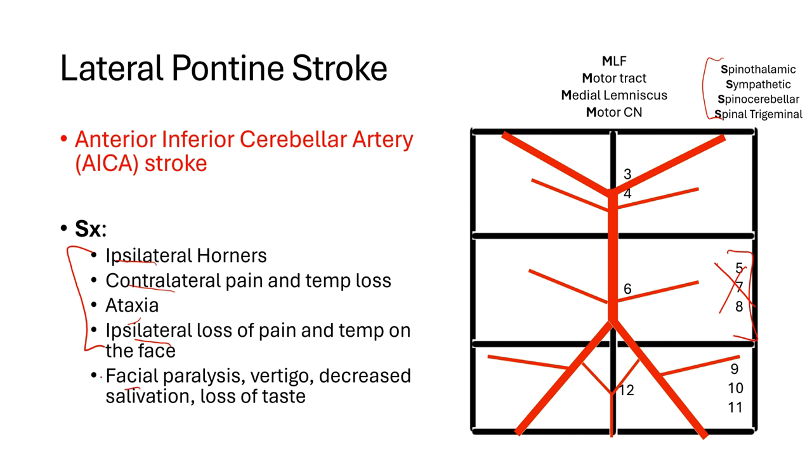The cranial nerves are going to be facial issues, vertigo, decreased salivation, loss of taste, maybe some hearing changes because cranial nerve 8 is involved, facial paralysis from cranial nerve 7, cranial nerve 5, and cranial nerve 8 also plays a role in vertigo. All of these are saying that this is 5, 7, and 8.